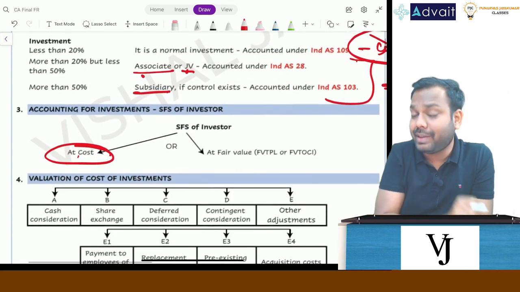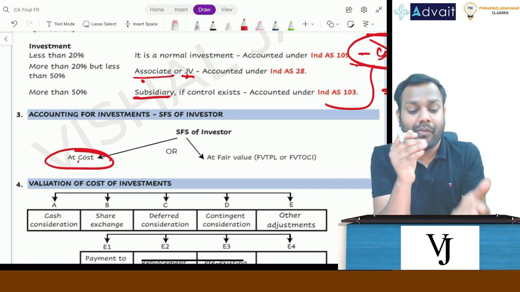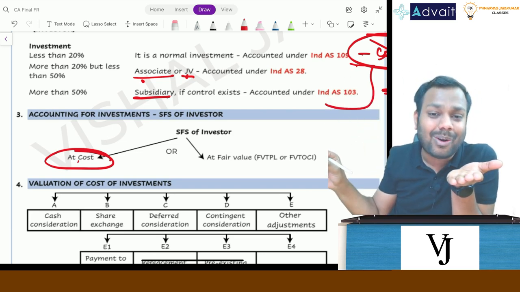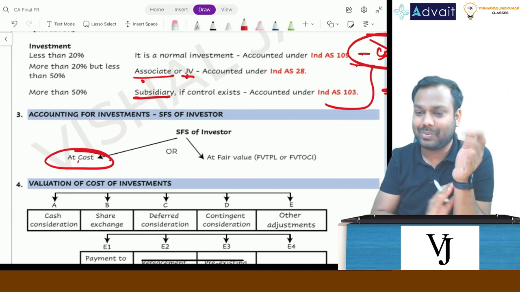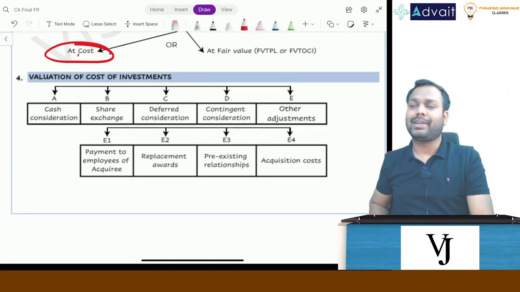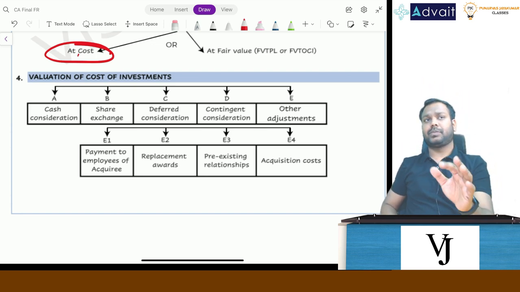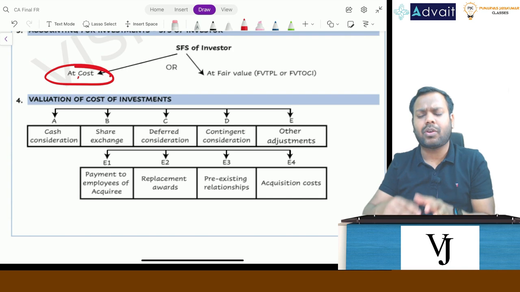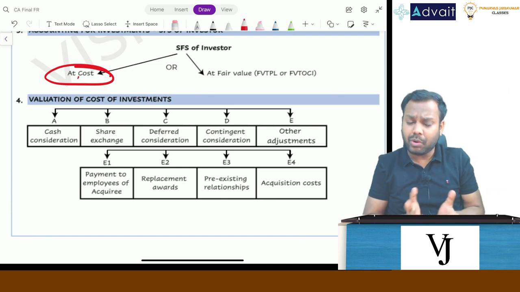This is the reason why, when you study Ind AS 109, as I told you very clearly in the last class, when investment in equity shares is measured at cost, it goes out of the scope of Ind AS 109, because it gets covered under Ind AS 27. Now, valuation of the cost of investment. Please understand why we have to study it. Whether it is measured at cost or fair value, I definitely have to measure the cost at least. But how to measure the cost?